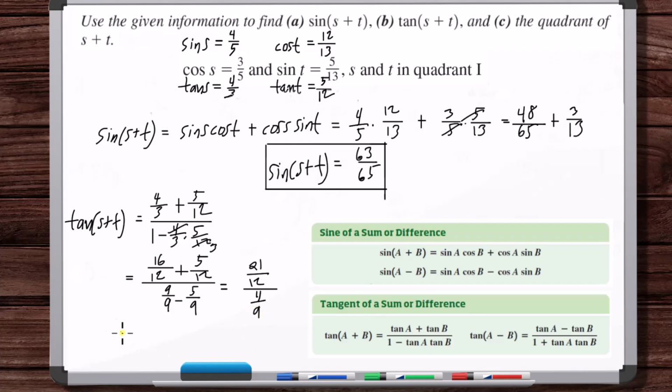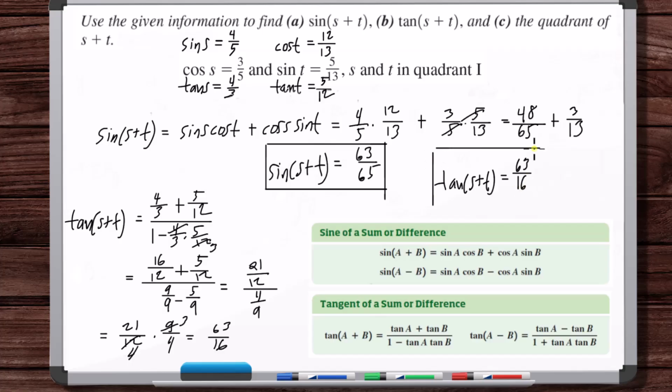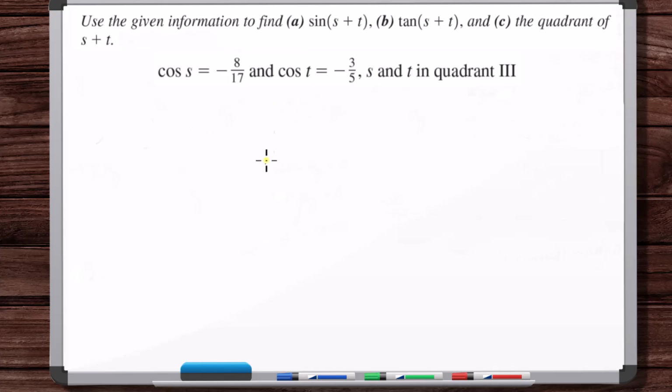Okay, so let's see, 21 over 12 times, okay, 12 divided by 3 is 4, so 63 over 16. All right, tangent of s plus t is 63 over 16. Okay, so same type of problem.